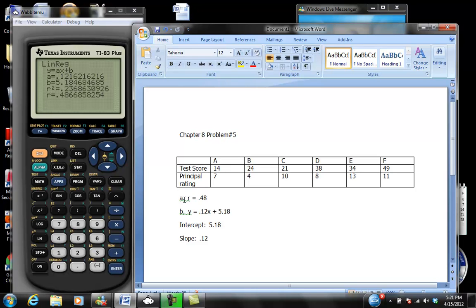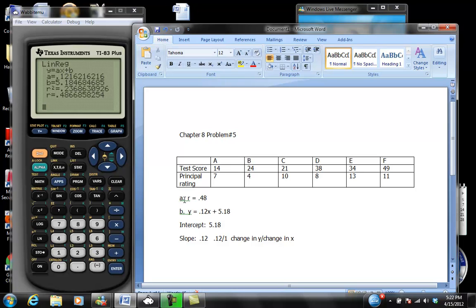Now the problem doesn't ask for this, but this is often asked for on tests and exams and in practicality. If we were asked to interpret the slope, in other words, write a sentence telling what that means, well, that's 0.12 over 1. Remember, that's change in y over change in x.